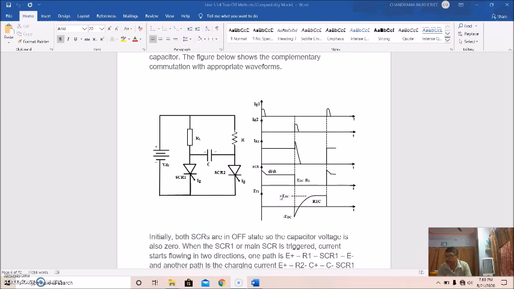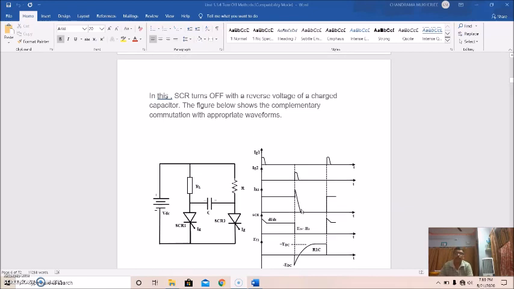So this is all about class C commutation, and this waveform is applicable here as I told you. This is gate 1, this is gate 2, this is the load current, this is the thyristor current, and this is the thyristor voltage, and this is the turn-off time. So that's all about class C commutation.